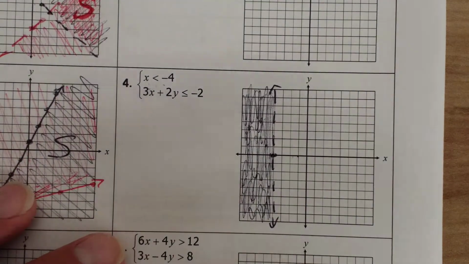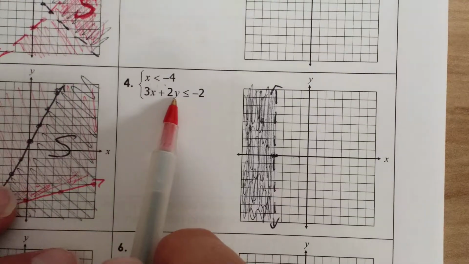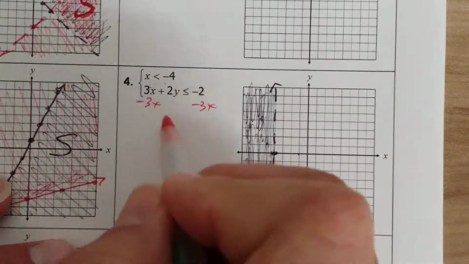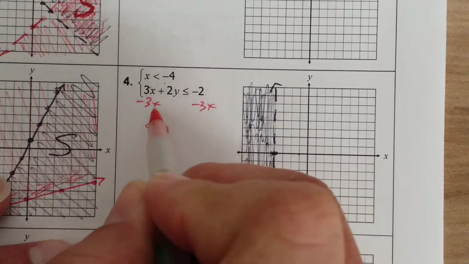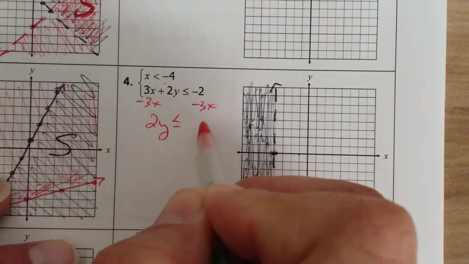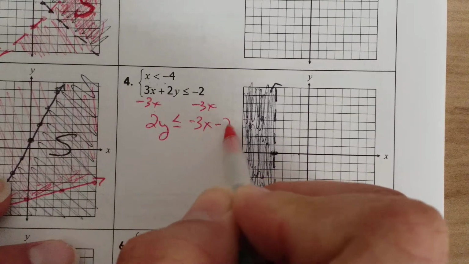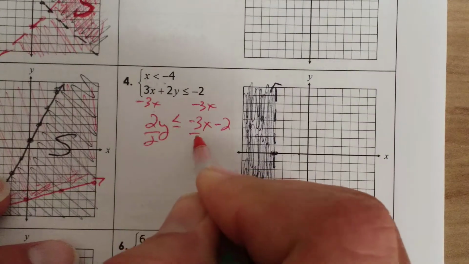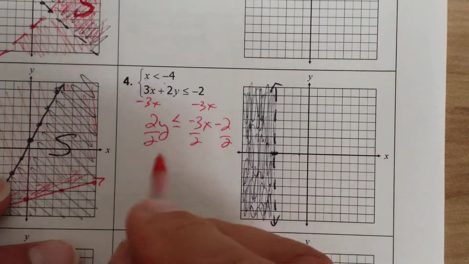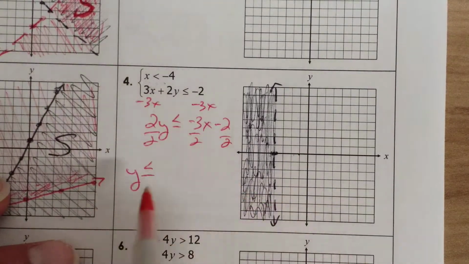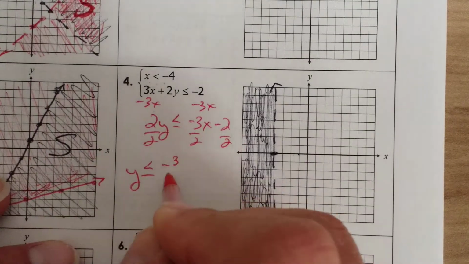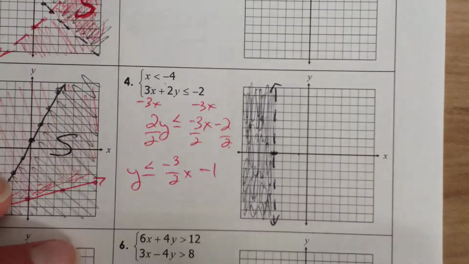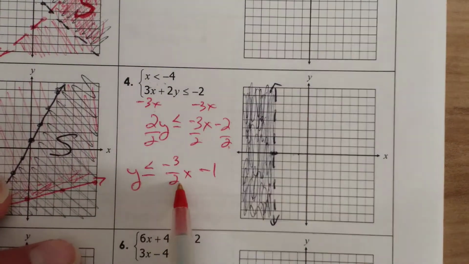Okay, for the red line, this equation is not solved for y. Take away 3x from both sides. These steps are almost always the same. You're left with 2y. I'm subtracting, so I don't need to switch the sign. I'm going to put the x term first, then the y, and then the constant. I don't have y by itself still. I need to divide by 2. I divided by a positive, so I do not need to switch the sign. Negative 3 over 2x, that's my slope. And negative 2 divided by positive 2 is negative 1. So y is less than or equal to negative 3 halves x minus 1.